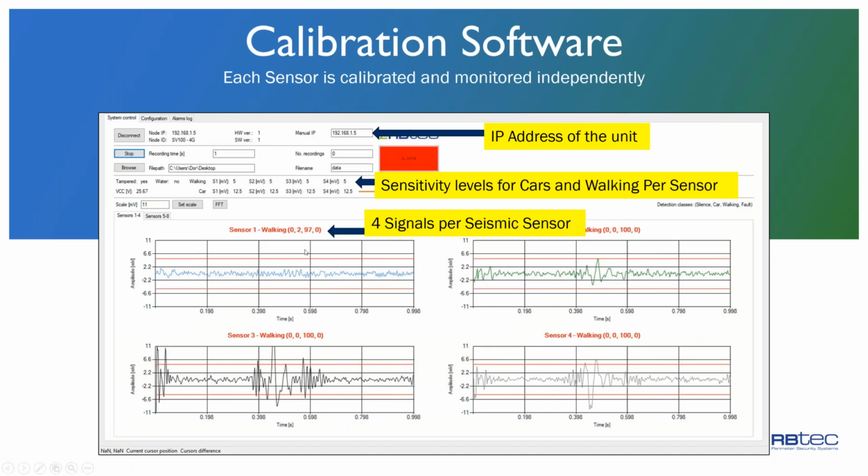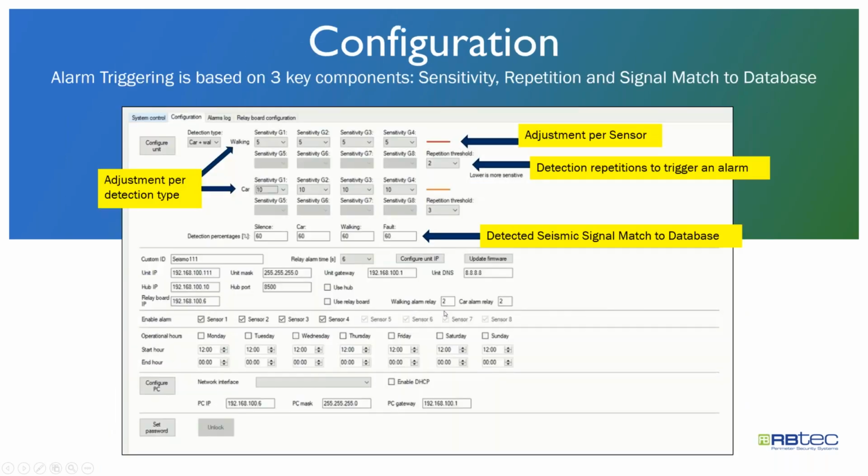This system, again, has software that is free of charge and included in the system. It's an IP-based unit, meaning that you will connect either locally or remotely through a network. You'll be able to see the signal of the system, and then you can adjust the sensitivity per sensor per type of detection. Meaning that if we have, in this case, 4 sensors, each of them can be adjusted for walking and for vehicle detection with different repetition and sensitivity levels.